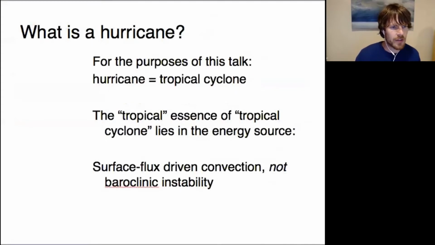So for the purposes of this talk, a hurricane and tropical cyclone are interchangeable terms. The essence of a hurricane or tropical cyclone lies in its energy source, which is convection driven by a supply of moisture and/or heat from the surface. So tropical cyclones are fundamentally different from extratropical cyclones because they draw their energy from the surface. They like symmetry and a lack of wind shear. They're inherently diabatic phenomena that require air to cross isentropes as it circulates through the storm in the inward, upwards, and outwards motion of the secondary circulation of the storm.